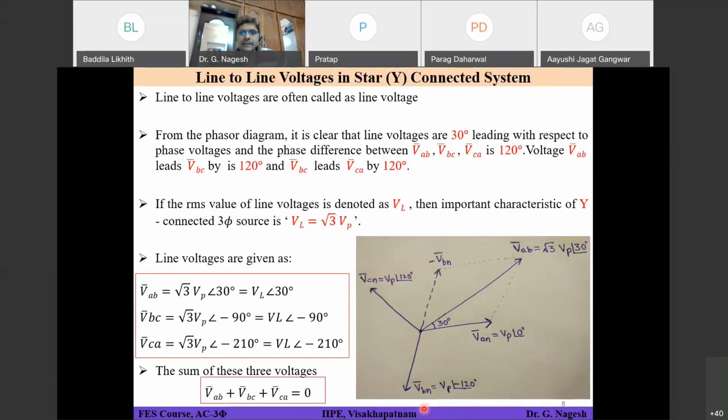Okay, regarding representation of phase voltages and representation of line voltages and the phase difference that exists between line voltages as well as between phase voltages. And remember, your line voltage RMS value is always root 3 times more than the RMS value of the phase voltage for a balanced system.